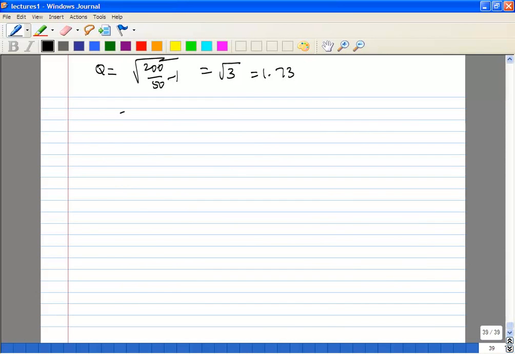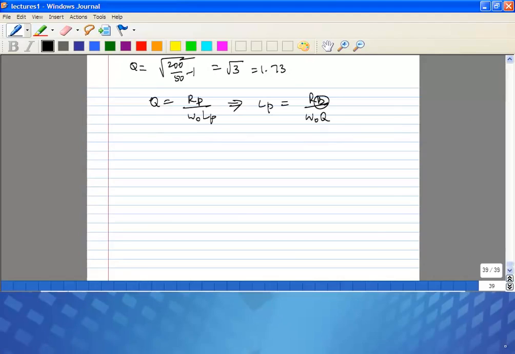Okay. So you know that Q for the parallel network is RP over omega naught LP. So what this means is LP is RP over omega naught Q. Right, pretty straightforward. And what do you know? You know Q, which is root 3 in this case. Omega naught, so let's say you want to match it at a certain frequency. Right? So you know omega naught. And you know RP. RP is known to us. So you can automatically find out LP. Very straightforward. Right?